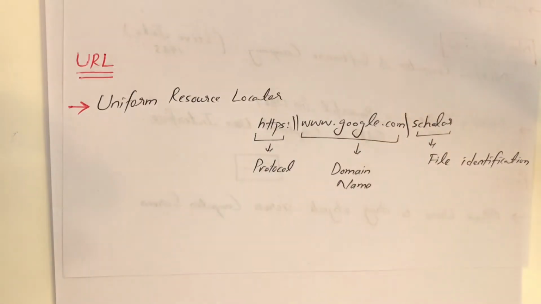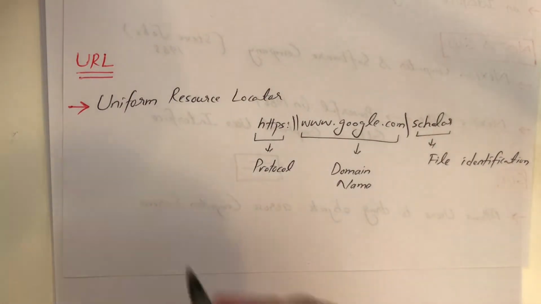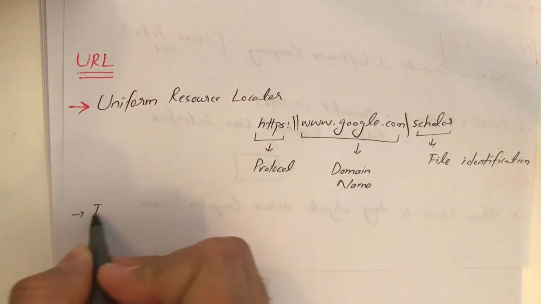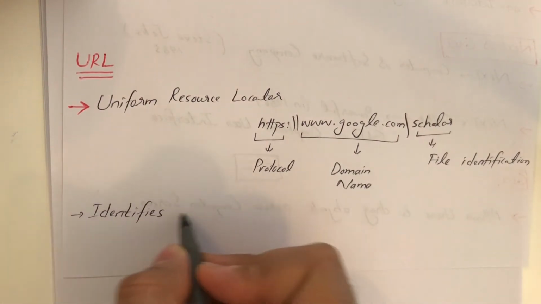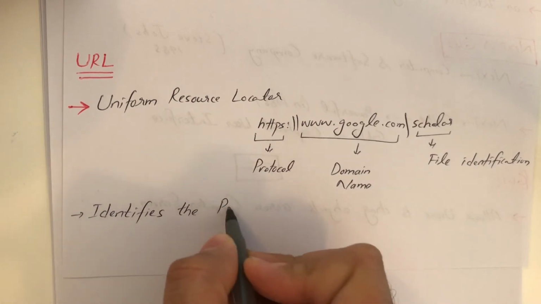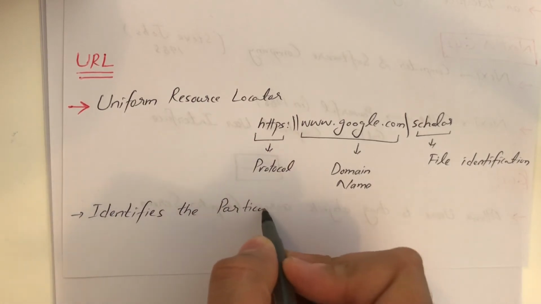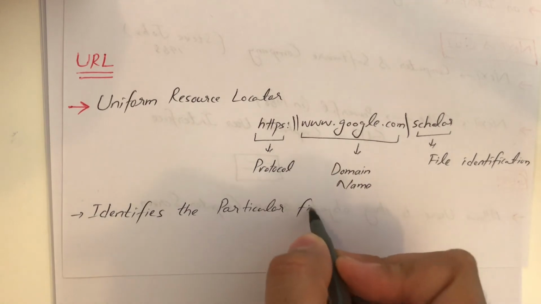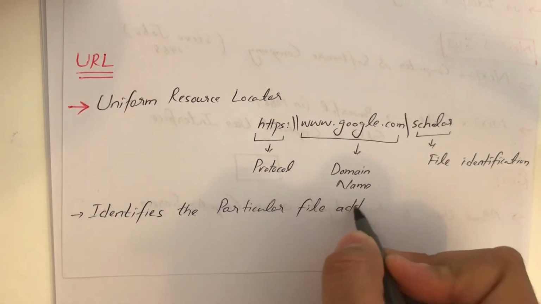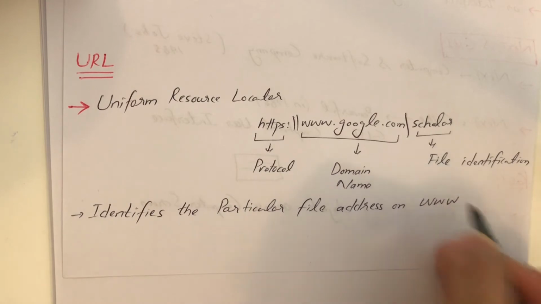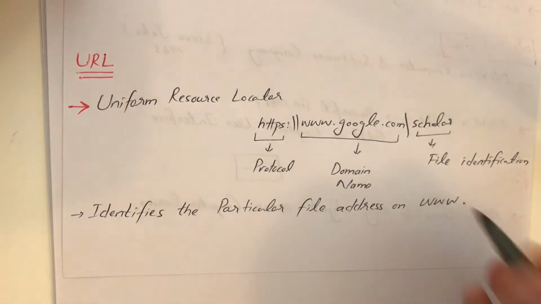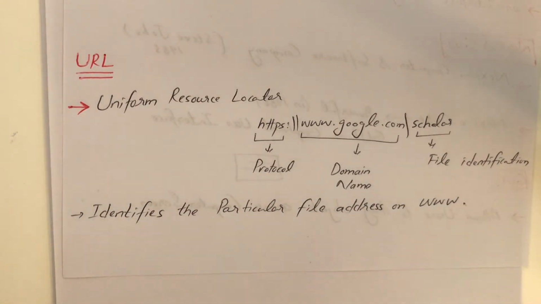So if you want to define what is a URL, the definition of URL is, it identifies the particular file address on www. So on World Wide Web, it identifies a particular name, or particular file name, in fact.